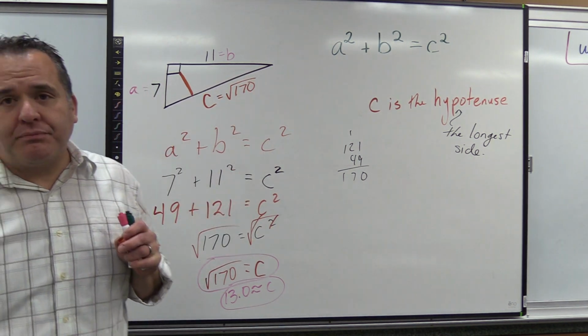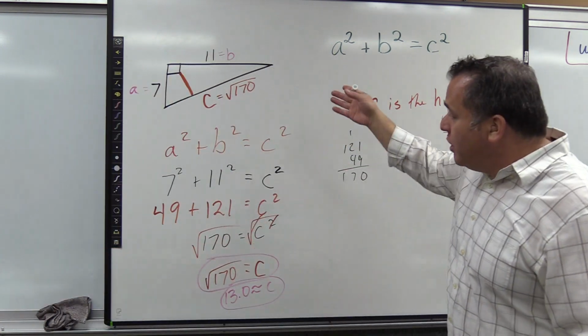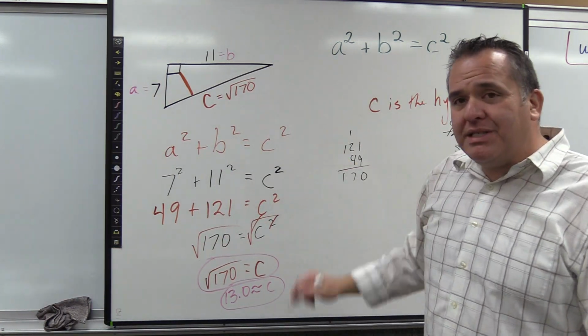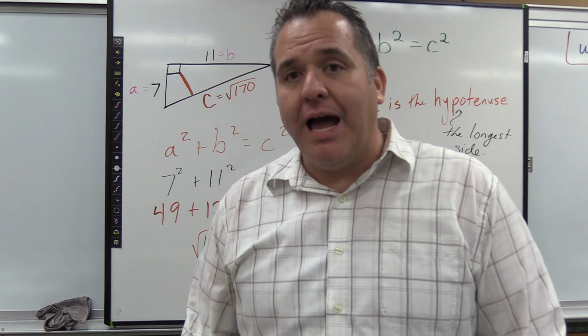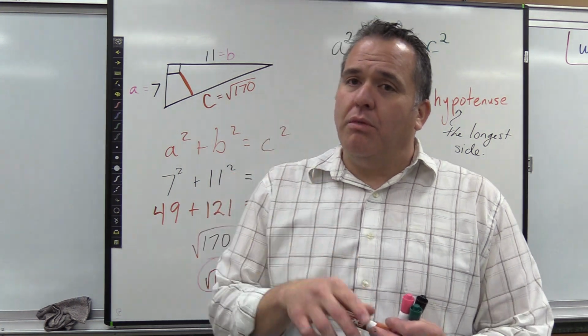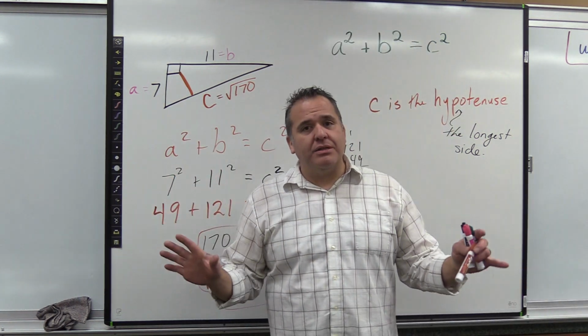All right? That's it. That's all we do. We're using the Pythagorean theorem to find missing sides. Okay? Now, let's do one more just to make sure everybody understands what we're doing.